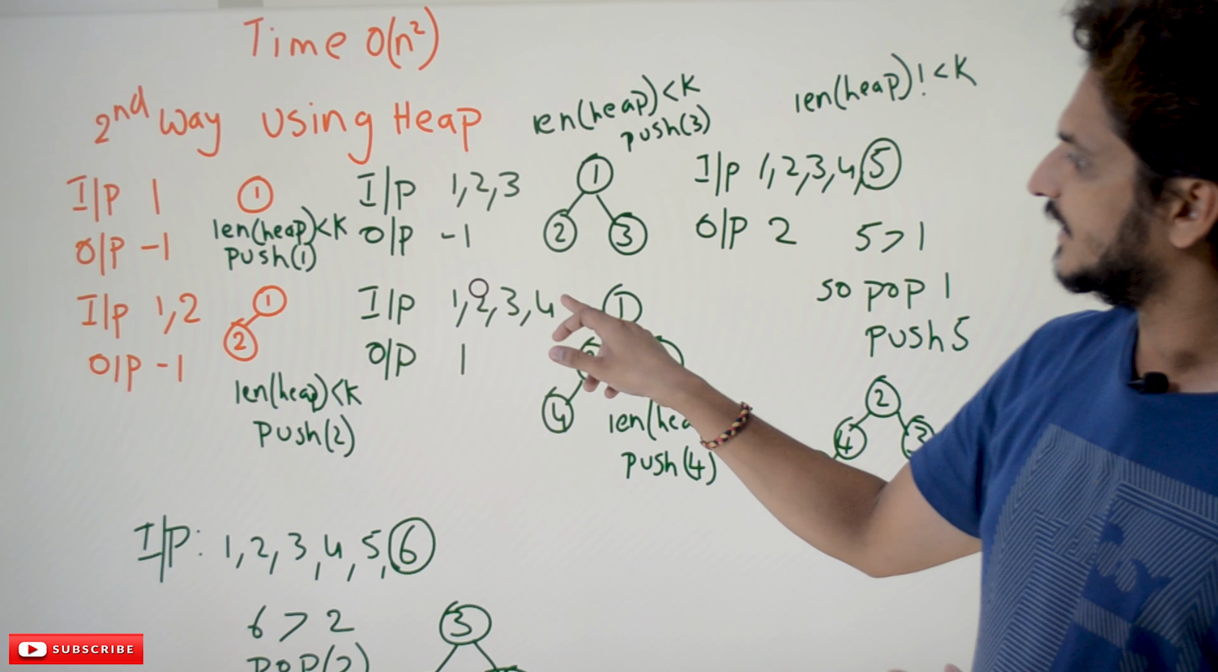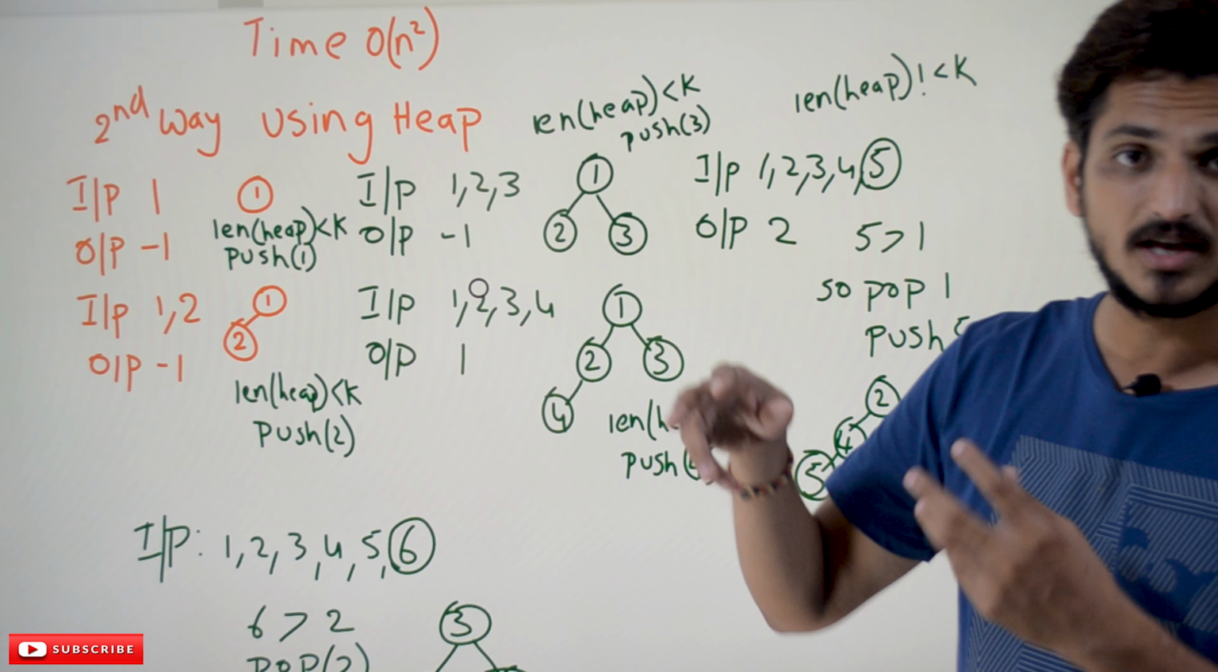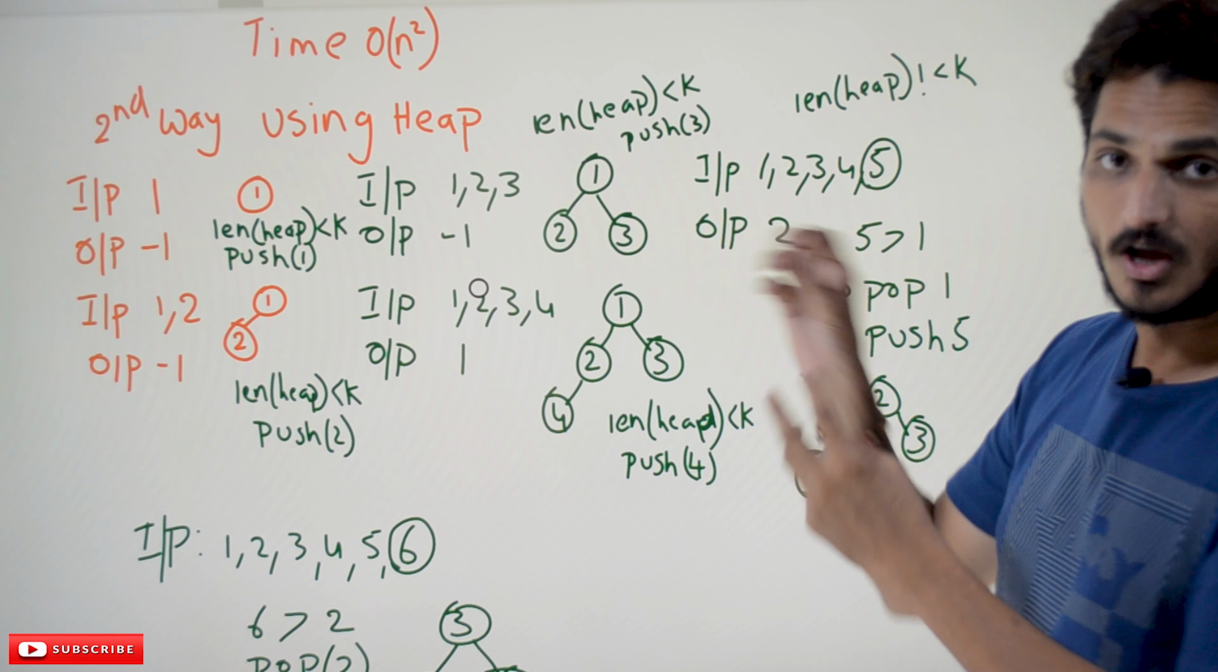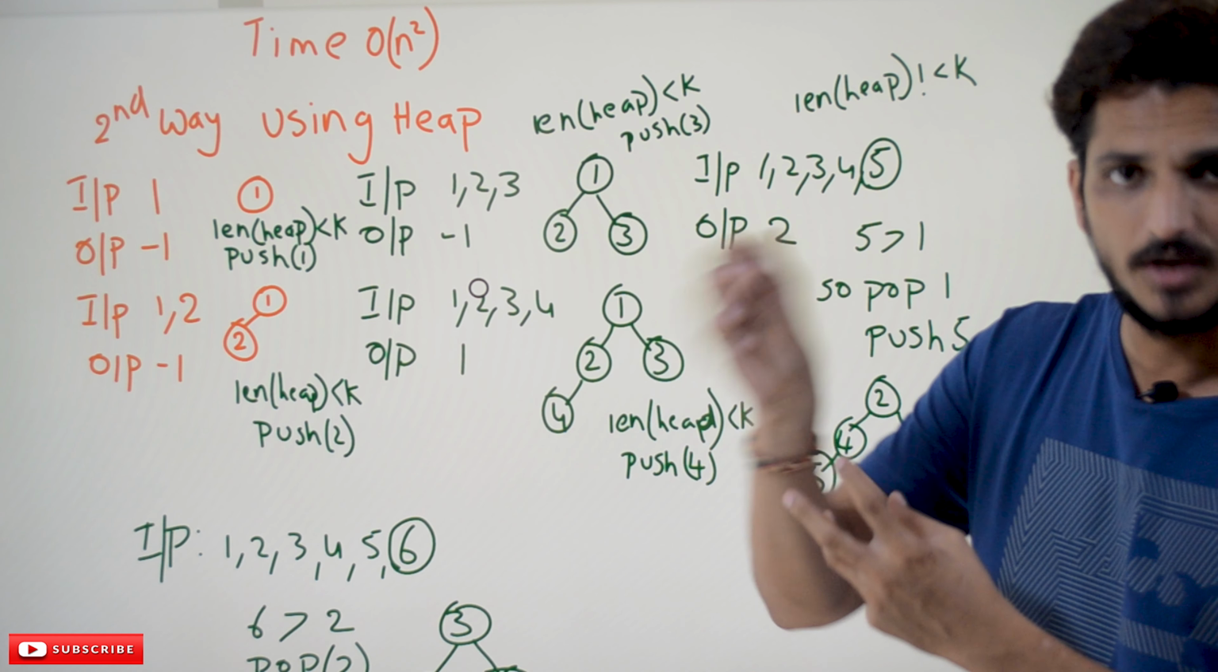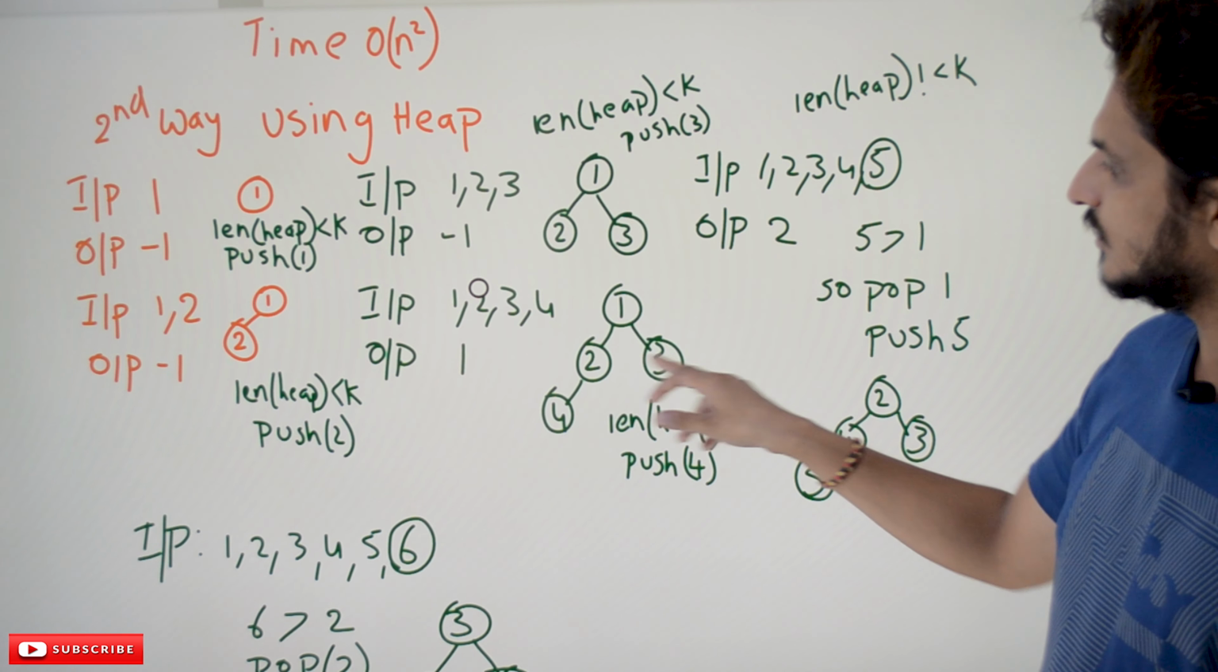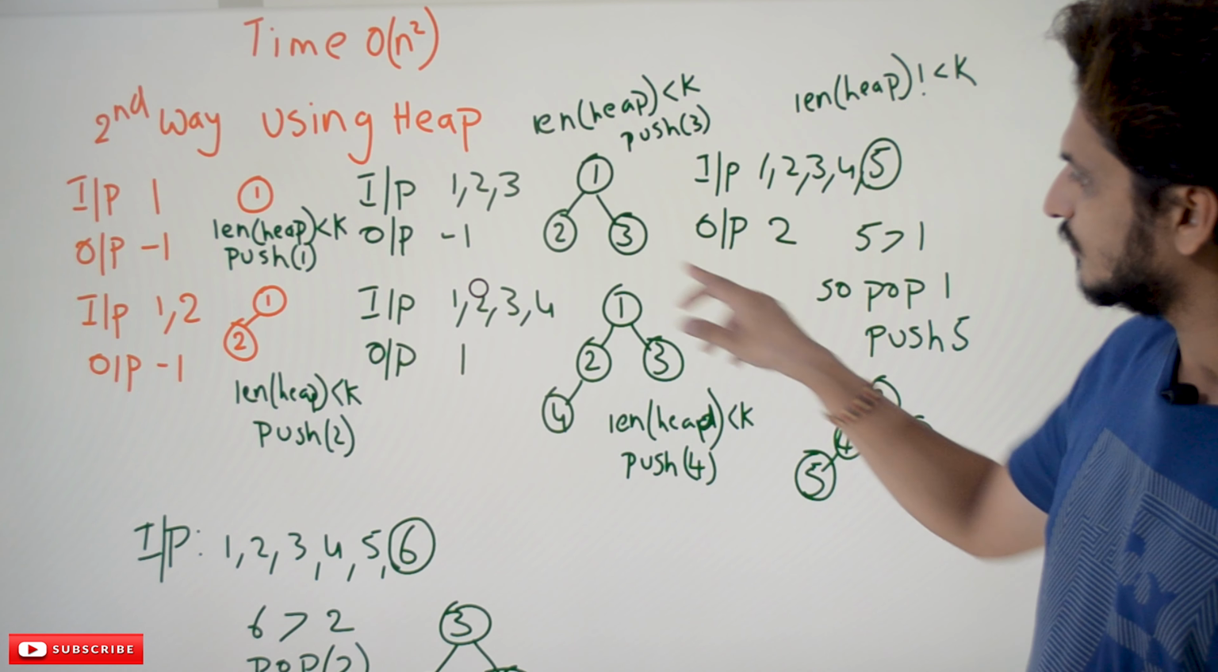Next element is 4. What is the length of the heap? 3. Now push 4 onto the heap. It is going to construct 1, 2, 3, 4 like this. This is what our min heap is.